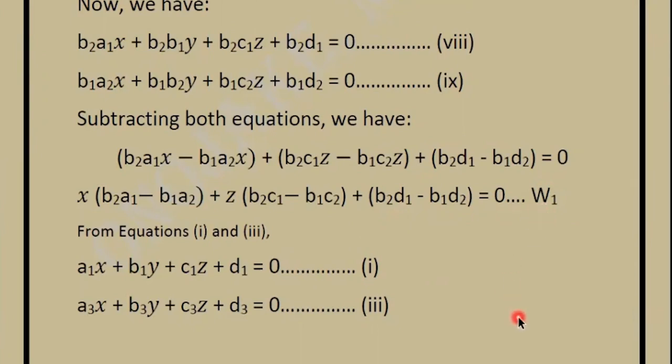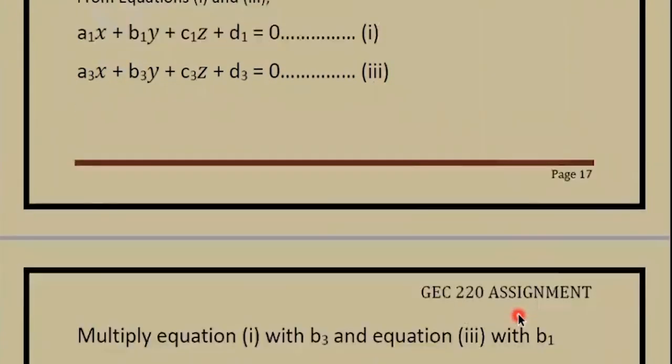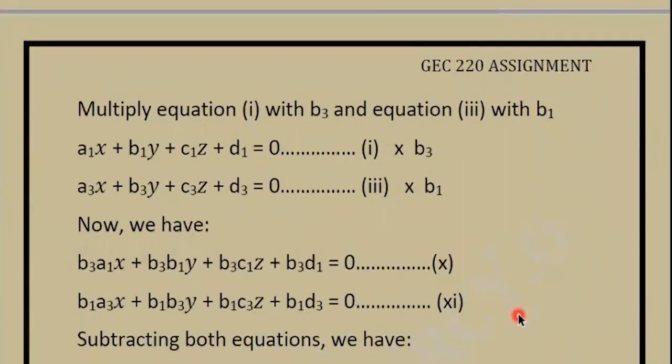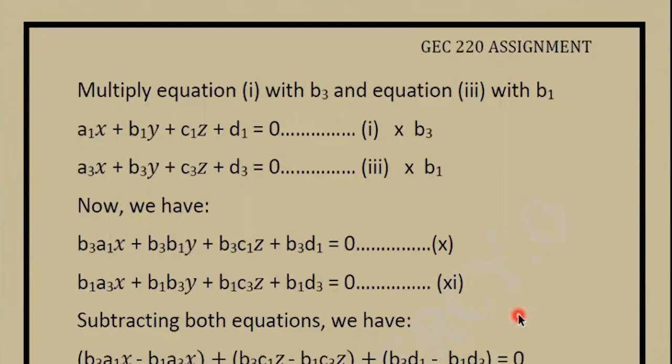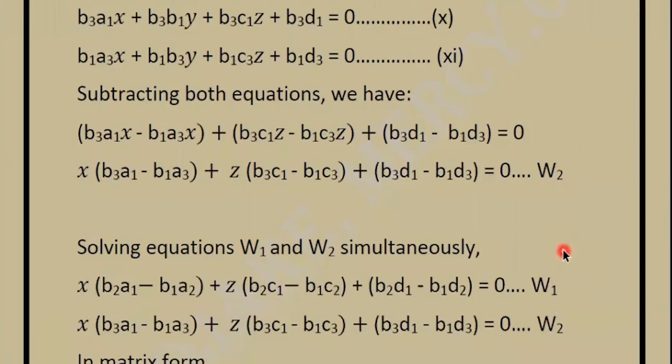Coming back again to get W2, we come back to the beginning stage as usual, and we have this. Multiplying the equations by the inverse of their coefficients, and then we subtract both equations together, and we have this. So we have W1 and W2. We bring those two equations together, we have this, like this.